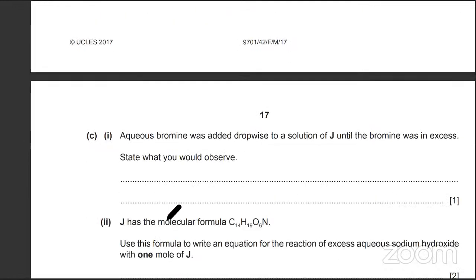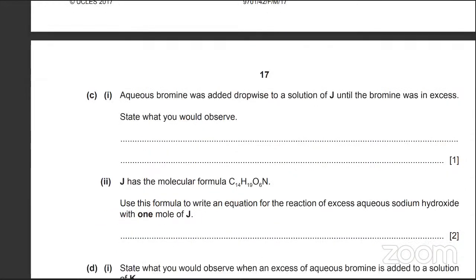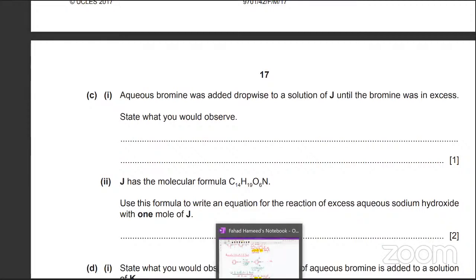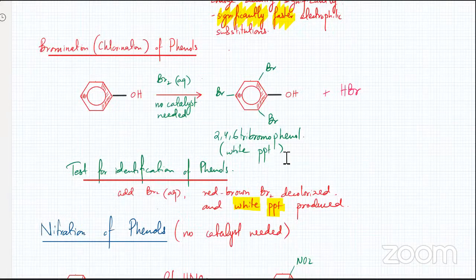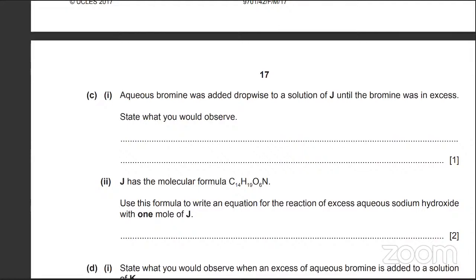But the question is, what would you observe? That's the question. It's not about what will happen. He's not talking about the reaction. So this is what you're going to observe. You're going to get a white precipitate. Phenols with bromine give a white precipitate. So 2 things would be observed. One of them is a white precipitate that would form. And the other thing that would be observed is that the red-brown bromine, Br2, decolorizes.